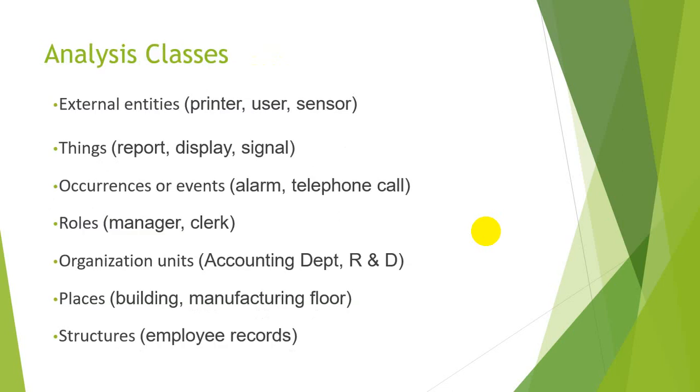So analysis classes could be external entities, for example, a printer, a user, or a sensor. Things like report, display, or signal. Occurrences or events like alarm, telephone call. Roles like manager and clerk. Organizational units like accounting department, R&D, etc. Places like building, manufacturing floor, etc. And structures like employee records. All of these could be considered as classes whose objects and attributes and operations need to be defined further.